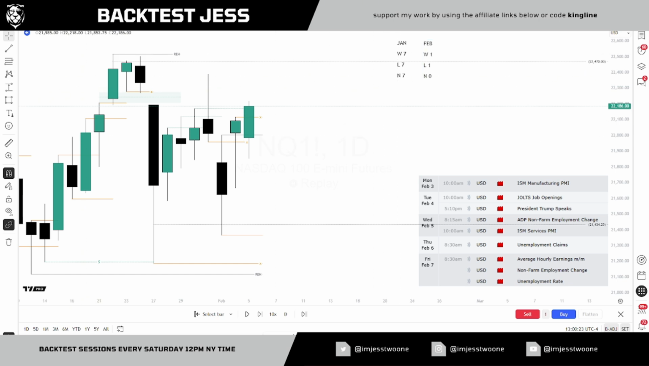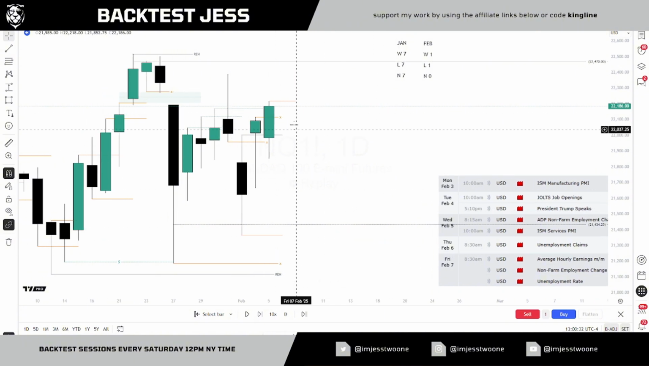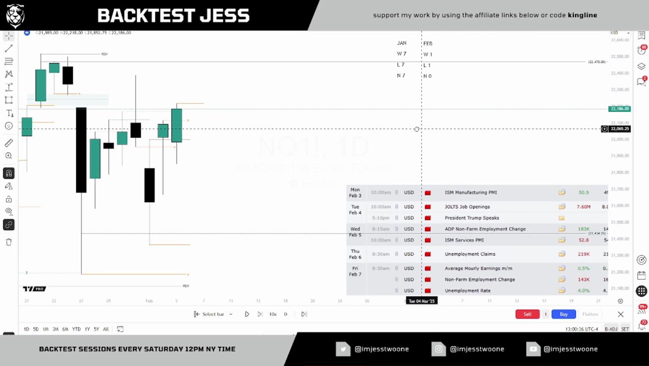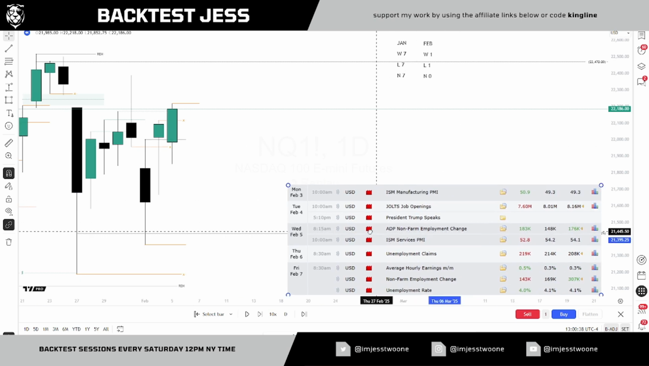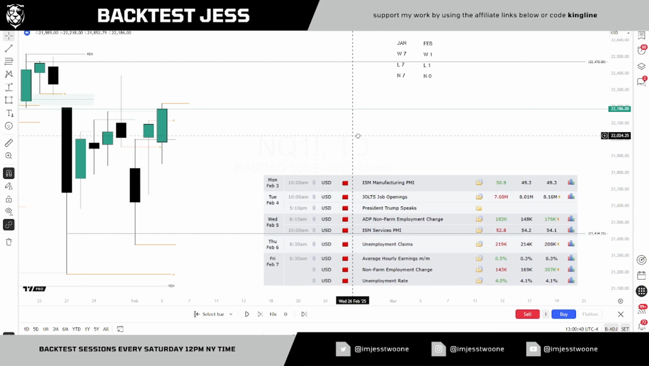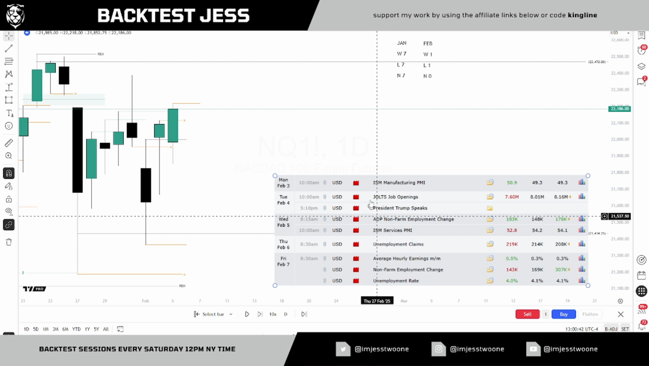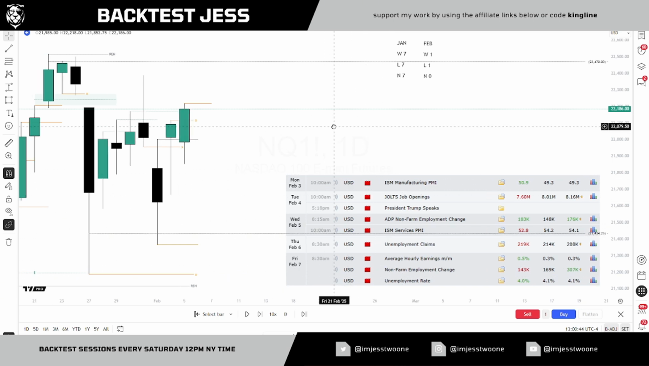Previous day high tagged. Previous day high again. We are on Wednesday. So again, the reason why we're doing daily bias with the same approach is because this week we are technically neutral, because the weekly bias is neutral based on how the weekly chart closed. And we have red folder news every single day.